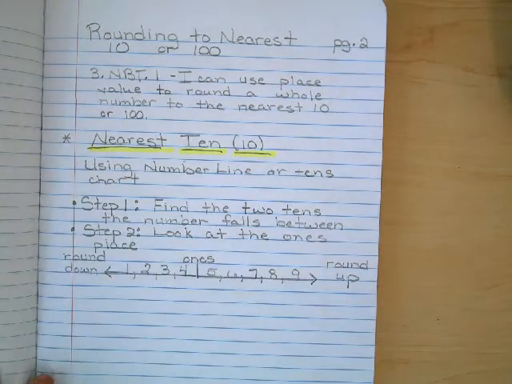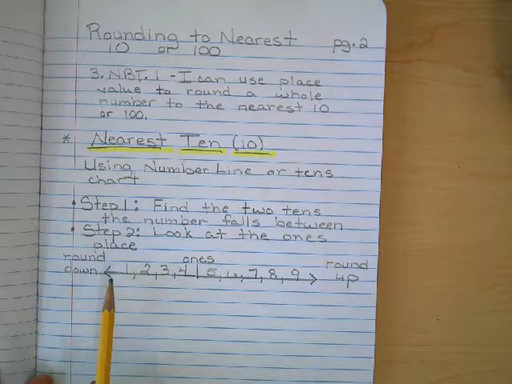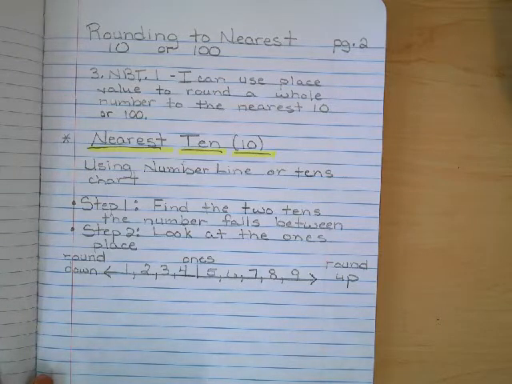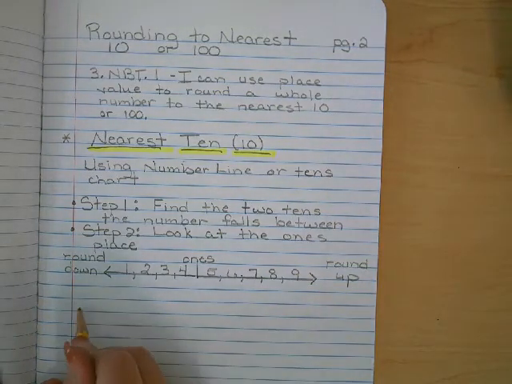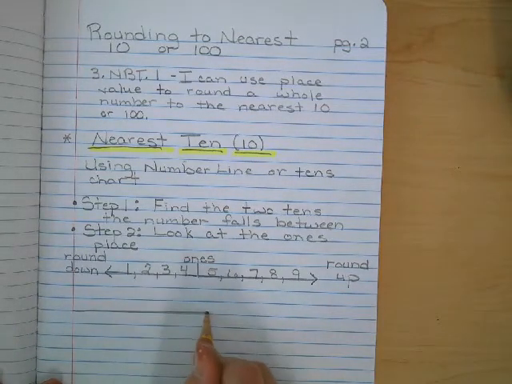Now, be careful when we say round down, we're still going to round down, but we're not rounding down to tens, we're rounding to the closest 10. So now I'm going to draw a number line here, and we're going to do a few examples.